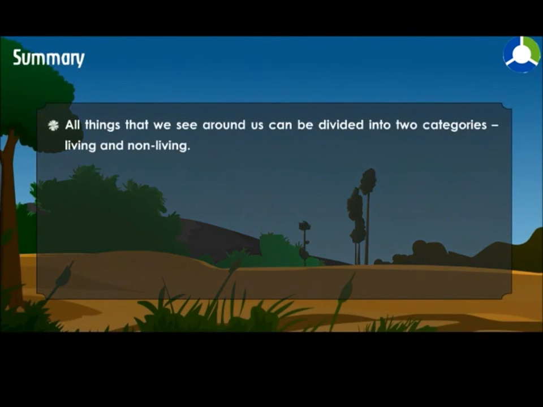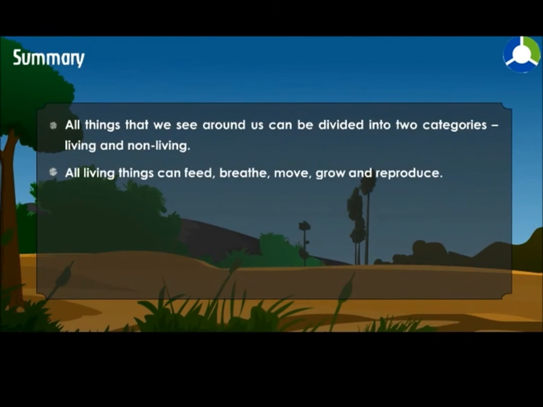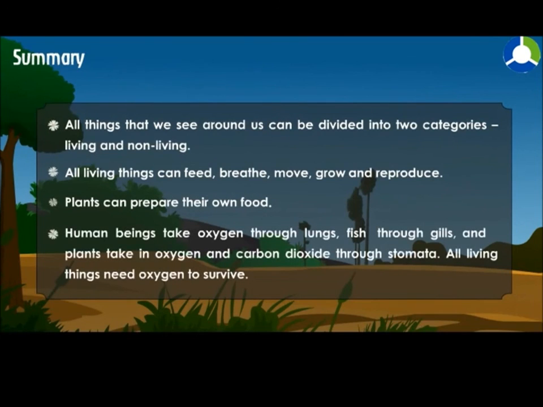Summary. All things that we see around us can be divided into two categories, living and non-living. All living things can feed, breathe, move, grow and reproduce. Plants can prepare their own food. Human beings take oxygen through lungs, fish through gills, and plants take in oxygen and carbon dioxide through stomata. All living things need oxygen to survive.